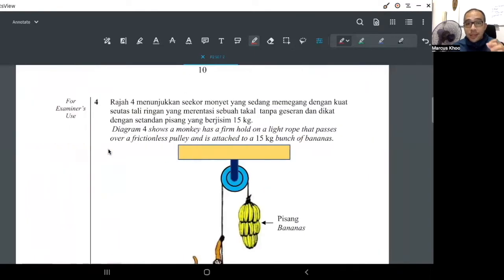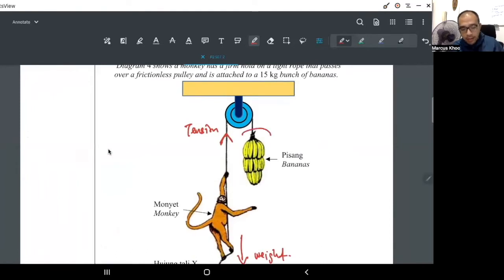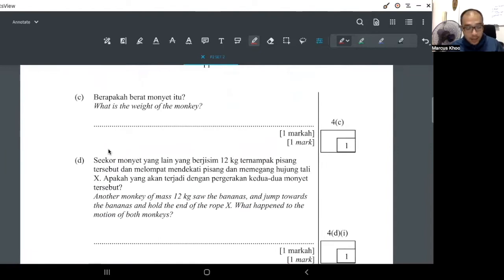So the question is, what is the weight of the monkey? Since the tension is being held by the bananas, and the bananas are 15 kg, you can safely say that the mass of the monkey is also about 15 kg since it is in equilibrium. That means the weight of the bananas is also the same as the weight of the monkey. So it will be 15 times 9.81. Weight equals mass times gravity.